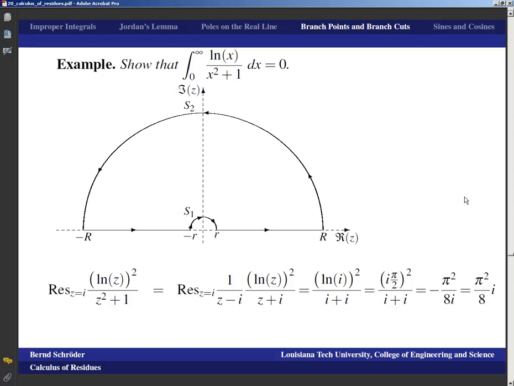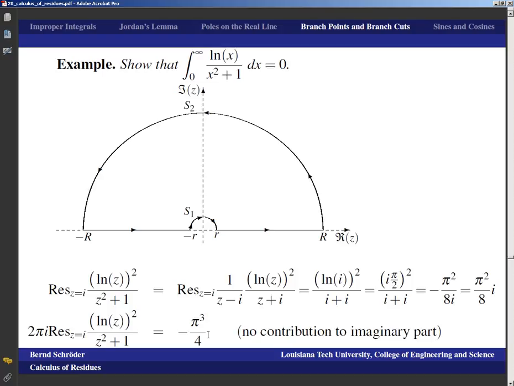So that residue is imaginary, but that means that 2 pi i times this residue is equal to negative pi cubed over 4, and that does not contribute to the imaginary part. So even though the integral is ultimately non-zero, the imaginary part, and that's all that we're interested in for this computation, the imaginary part of that integral is equal to 0.